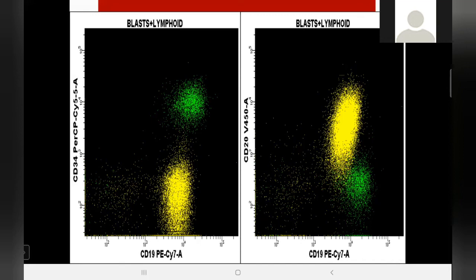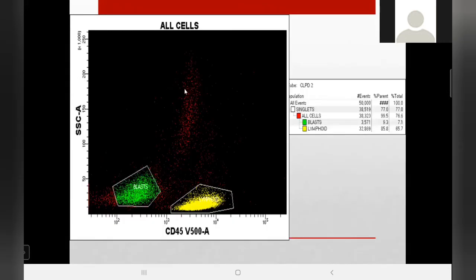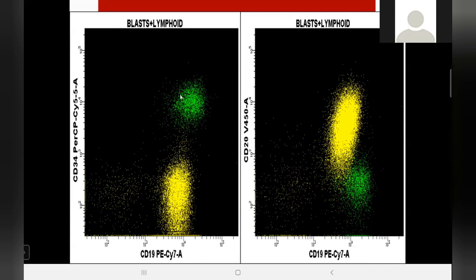What about the green population? Ma'am, that is CD34 positive and 19 positive. So clearly it is 34 positive. And when you look at the graph here, it is the dimmer 45 population. It is clearly 34 positive, it is clearly 19 positive, but it is 20 negative. So what does it make? Blast. Very right. So they are the blasts of the B cell immunophenotype. So you have a mature B cell population, which is yellow, and you have a blastic population, which is green.